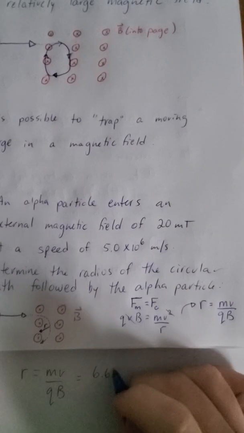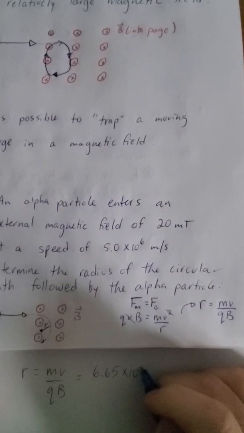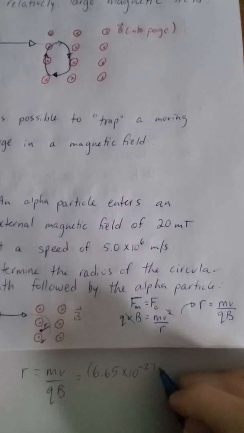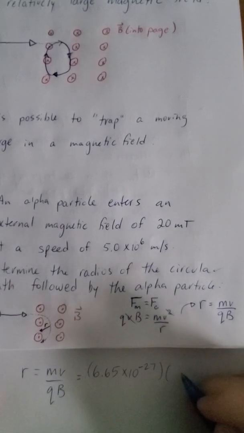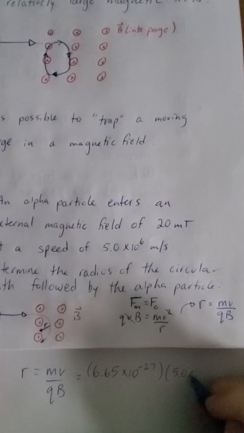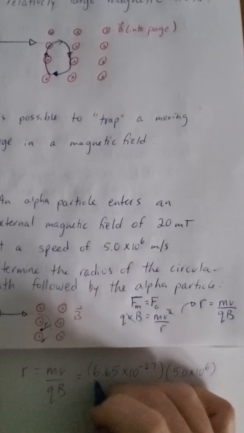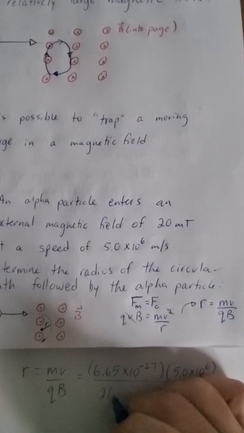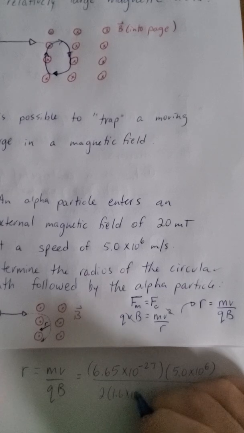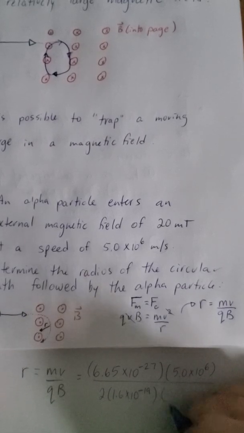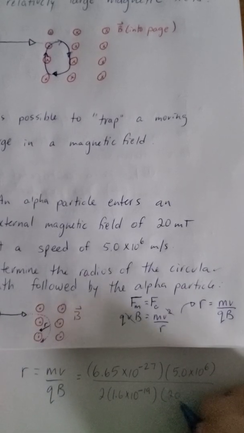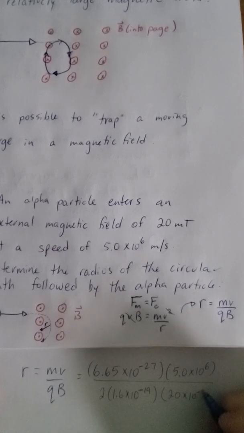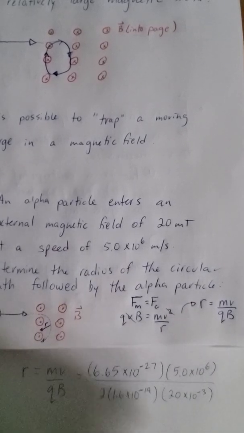Mass of an alpha is on your formula sheet. v is given up there as 5 × 10⁶. q is double the elementary charge, also on your formula sheet. And then the field was 20 milliteslas, which is 10 to the -3.